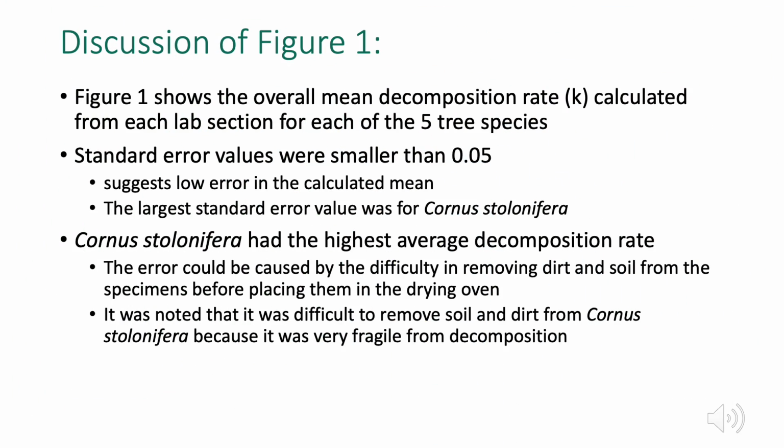As seen in Figure 1, each of the standard error values for the average decomposition rates for the 5 tree specimens are smaller than 0.05. This suggests low error in the calculated mean, and also implies that the data collected and rate of decomposition from all sections had little variability. The largest standard error value was for Cornus stolonifera, or red dogwood. Red dogwood also had the highest rate of decomposition.